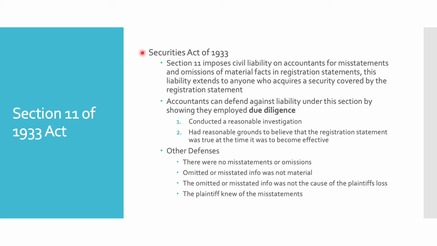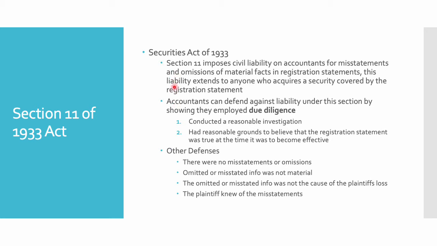All right, so the Securities Act of 33, it did a bunch. We're not going to get into all that it did. You have the historical context, but let's talk about Section 11. All right. So it imposes civil liability on accountants for misstatements and omissions of material facts in registration statements. And pretty much anybody who purchases a security covered by that registration statement can sue the accountant for material misstatements or omissions. All right.